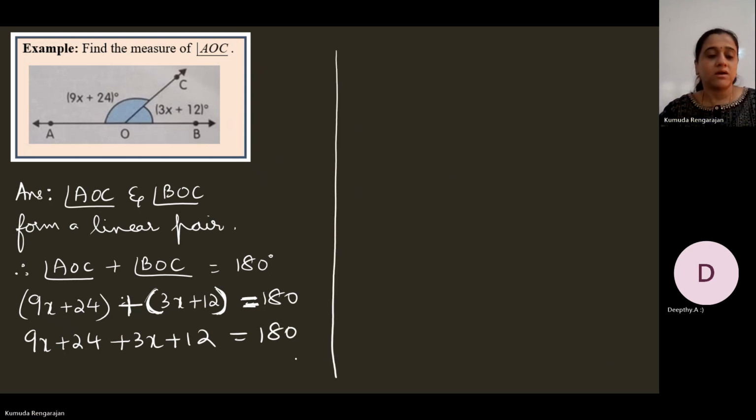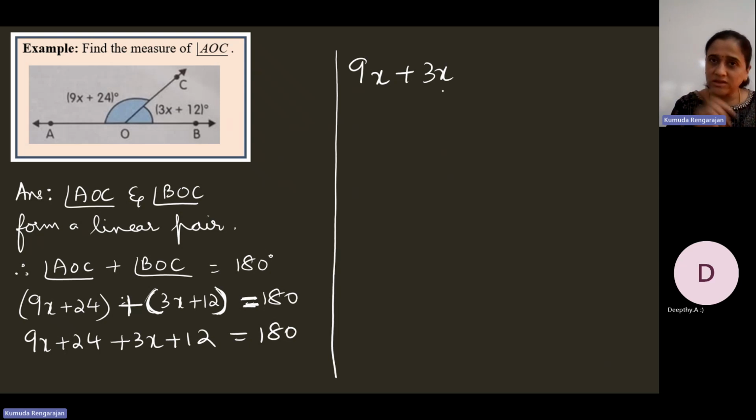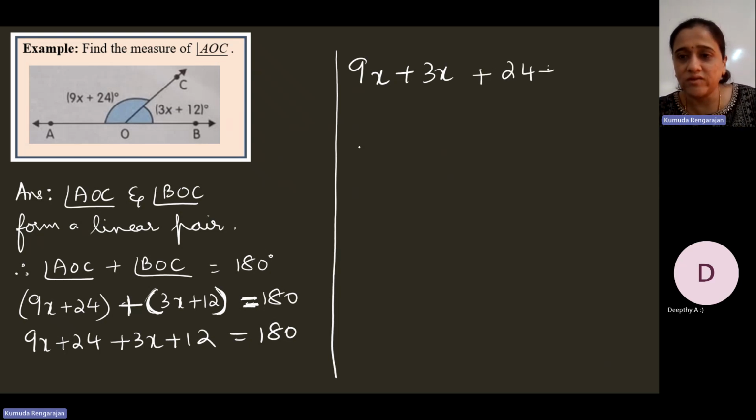Okay, now 9x plus 3x. This is an optional step, but I just want to show it. 9x is on the left hand side, 3x is also on the left hand side only. We are just rearranging. Say Pranava wants to sit in the middle. She'll stay on the same bench, but she'll just shift from that position to this position. So 3x is just coming next to 9x, but on the same side. So don't change the sign on anything. 9x plus 3x plus 24 plus 12 is equal to 180.